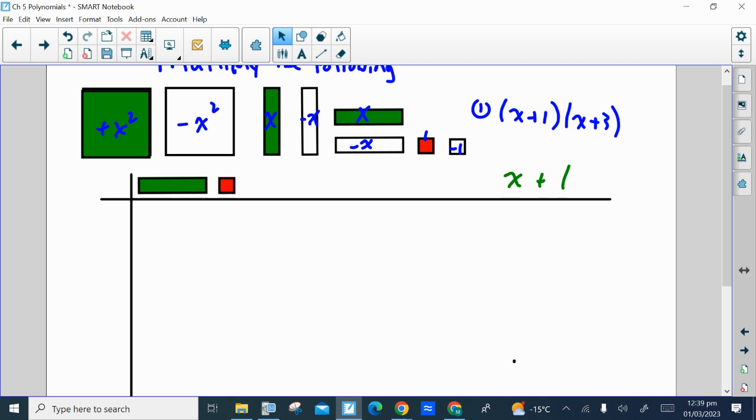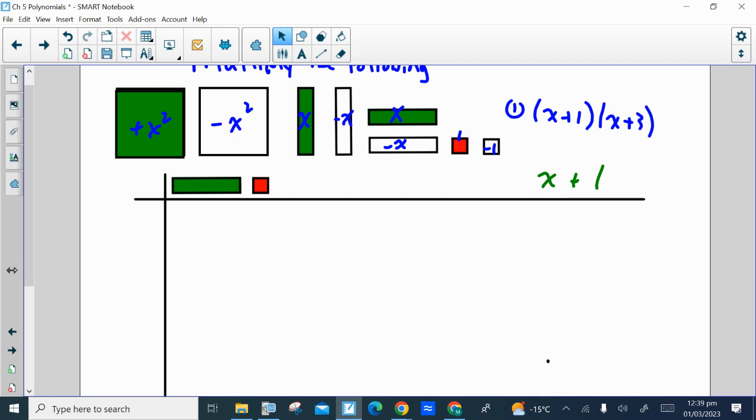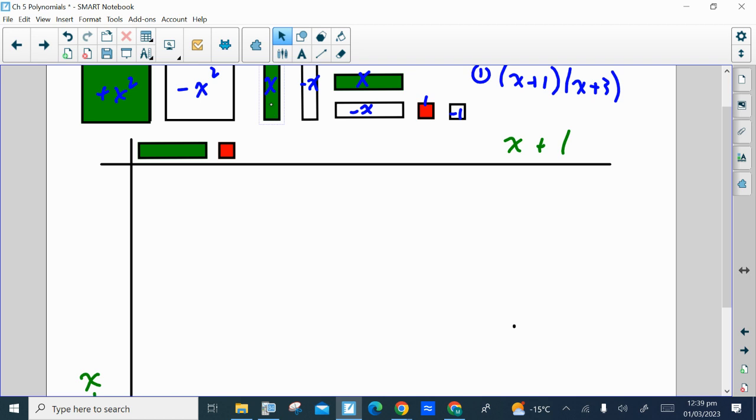So across the top, that represents our positive x and our positive 1. And on the side, we're also going to have positive x, but then the other part of it is a plus 3. So a positive x on the side, that will be a vertical one. And then a positive 3 means we have to have 3 positive 1 tiles. Each one represents plus 1. We'll have 3 of them to get our plus 3. So this is how you would multiply together x plus 1 and x plus 3 by using algetiles.